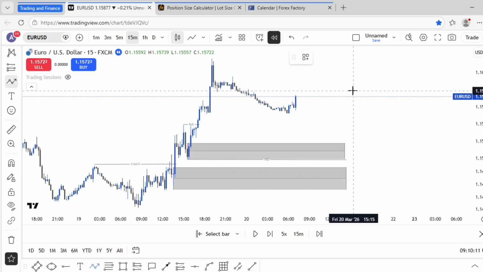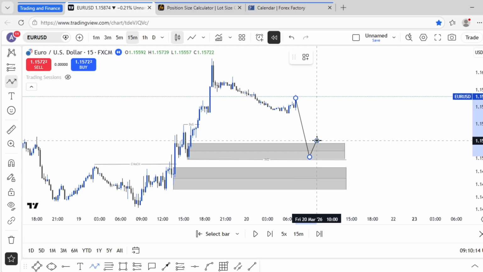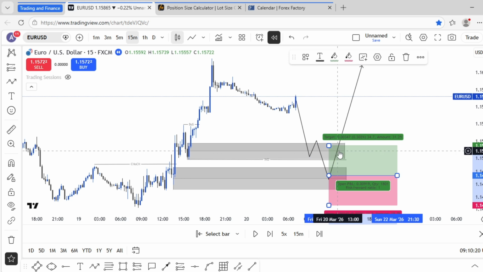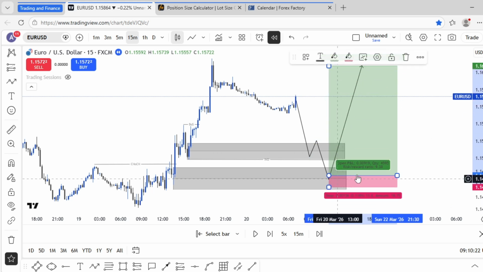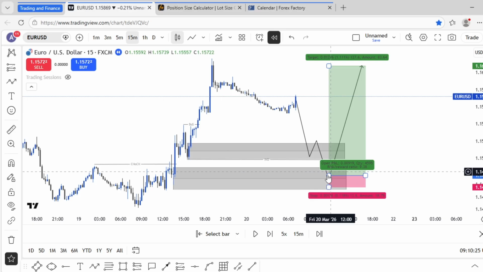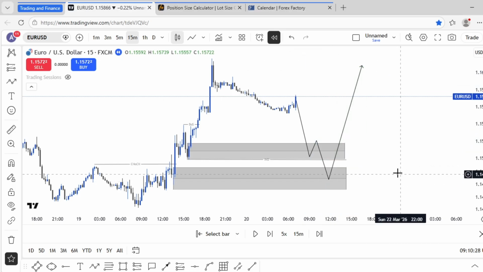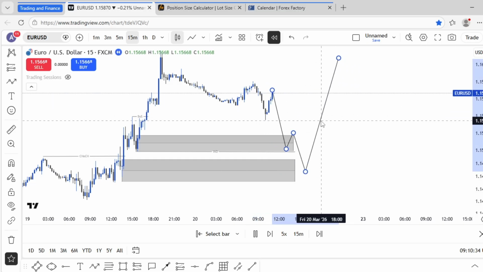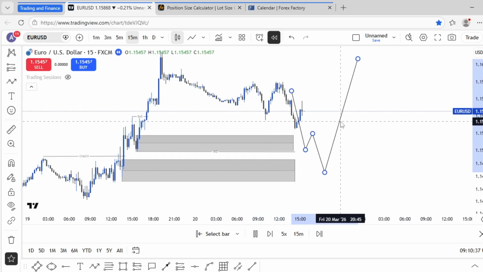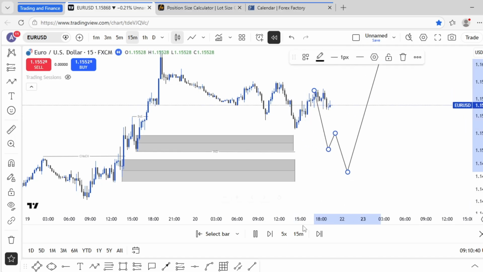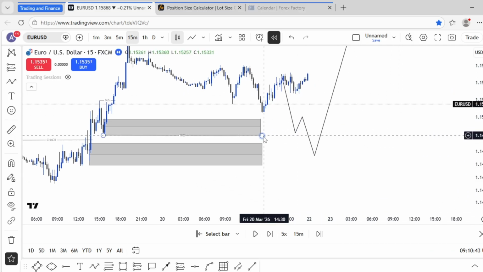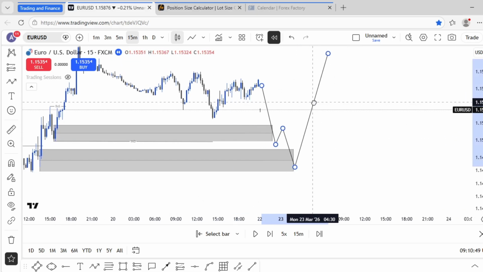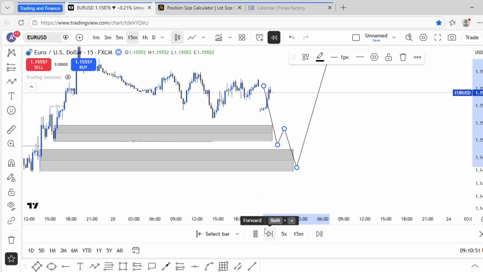So I was expecting the market to do something like this, to come back, react, and this is where I would have taken my entry on Friday. But the market didn't come there on Friday, so I waited. Fast forward to Monday. Okay, this is Monday. You know they are still valid because they are not being mitigated yet. The market was still doing its own thing.